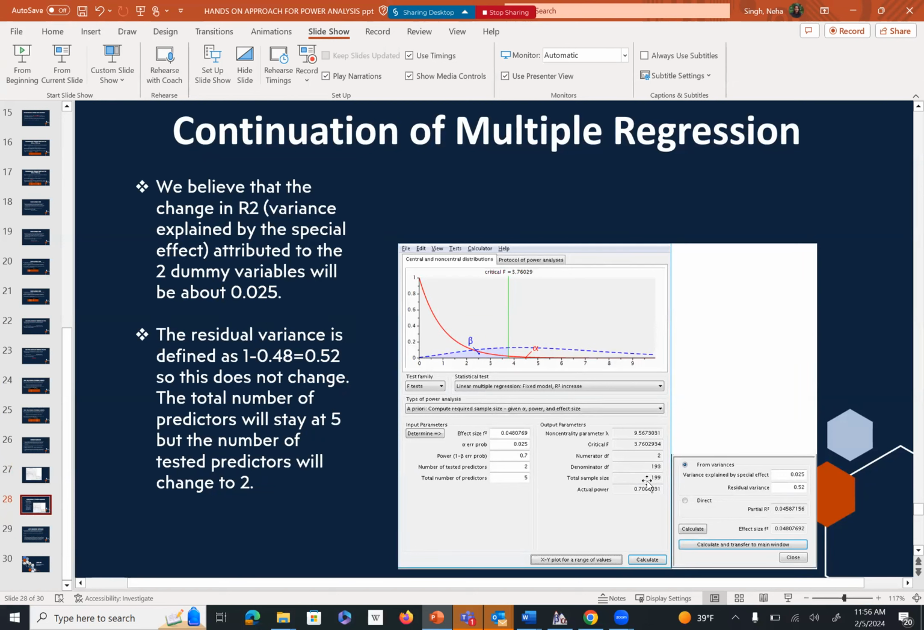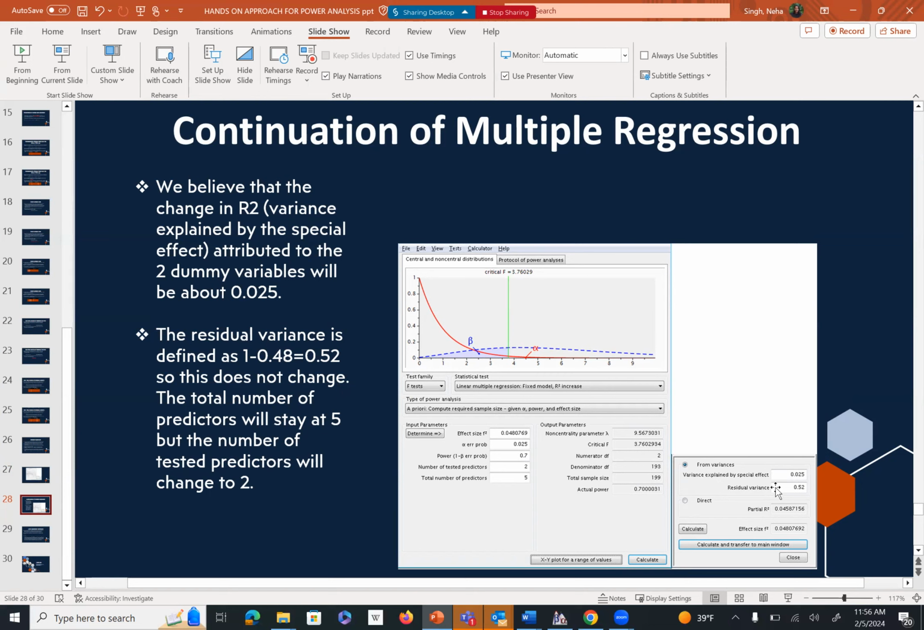If we had a full model with 5 predictors and 2 main predictors that we're focused on, showing a 0.048 effect size. This effect size was given previously based on prior information. However, you can also calculate the effect size. So if you look at the determined table, these are the options. From variances, variance explained by special effects. So let's say that by adding 2 dummy variables into our model, we see an increase in the variance by 0.025.